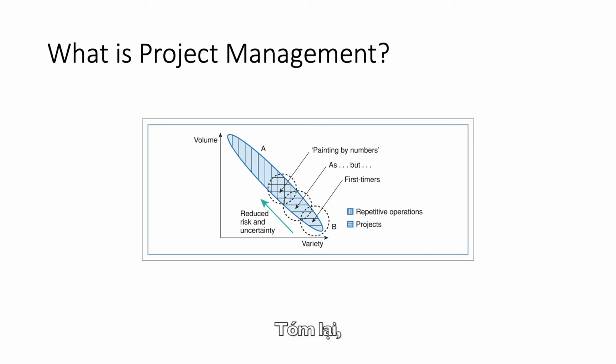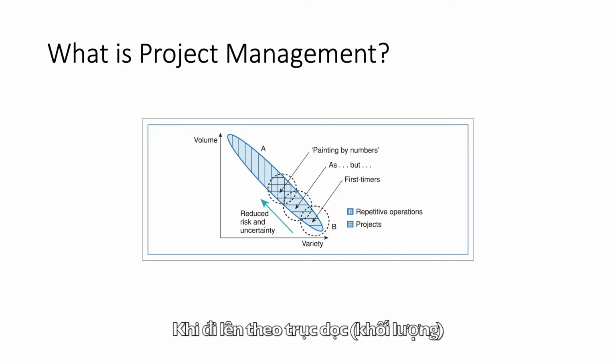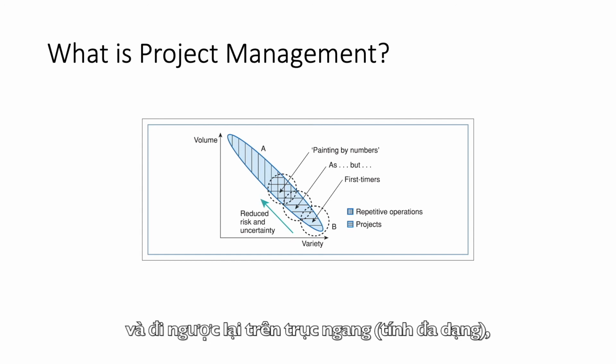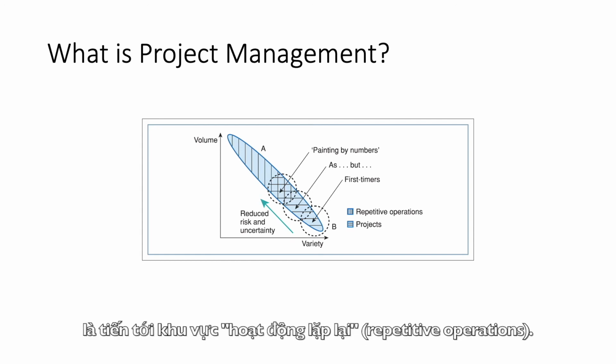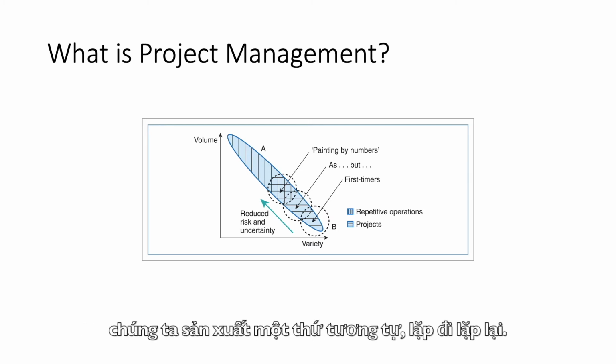So the point of this slide is that project management normally falls in the category of very high variety, everything's different each time, and very low volume. And as we move up the axis in volume and down the axis in variety, we're moving more and more toward what's called repetitive operations. And eventually, we get to the point where what we're doing, what we're producing, is pretty much the same thing over and over again.